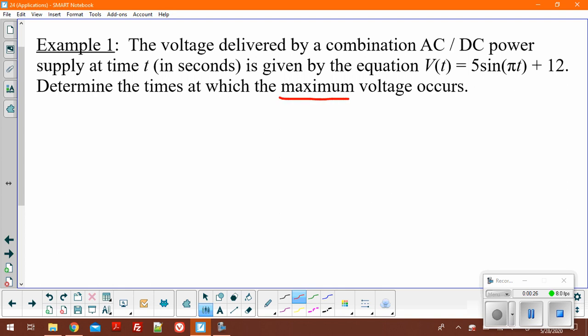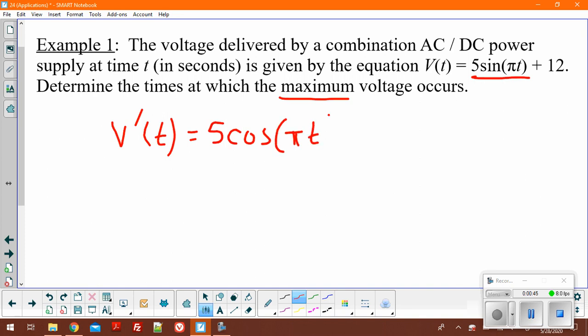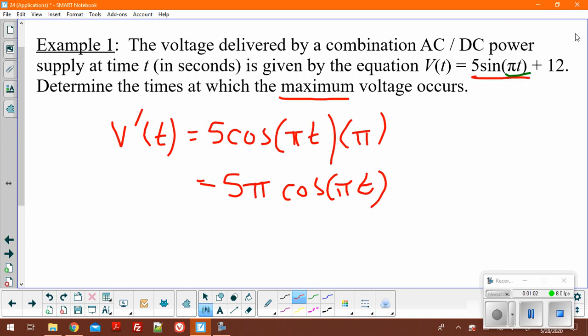Because we want a maximum, I'm looking for the critical points, so I need the derivative. v prime of t is equal to, I have a constant times a function, so I can leave the 5 alone for a second. The derivative of sine of something is cosine of that same something, times the derivative of the inside. The derivative of pi times t is just pi. Bringing that pi to the front, I have 5 pi times cosine of pi t. And of course, the derivative of the 12 by itself was 0, so that's gone.